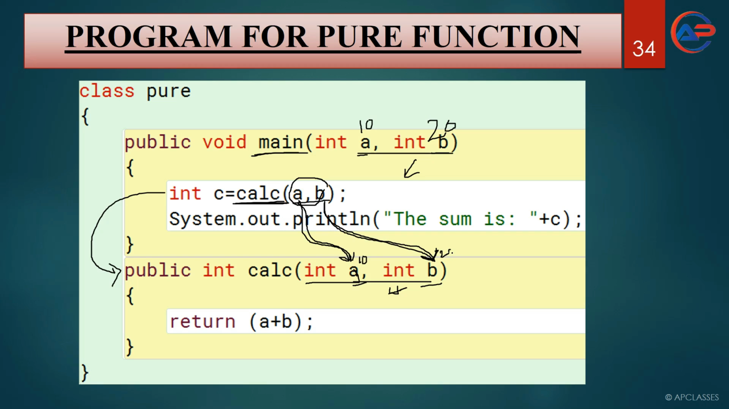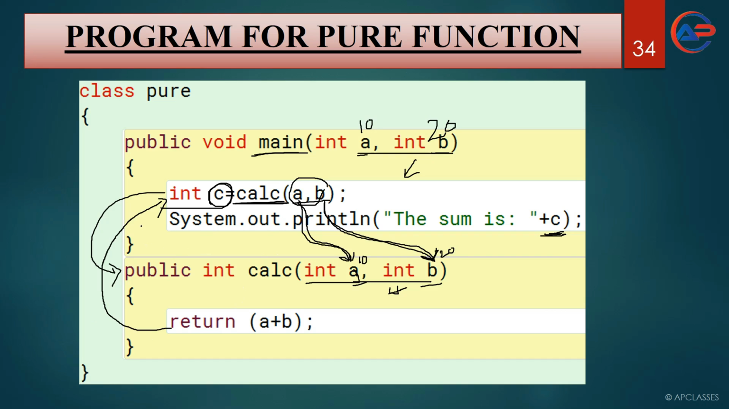So here the value of A will get stored, and the value of B will get stored here. That is, again you will have 10 and 20 here, and after adding 10 plus 20, that is 30, you are returning a value to the caller method. What are you returning? 30 you are returning. So 30 is getting stored to C. The value of C will become 30, and here you can print the value of C, that is 30.